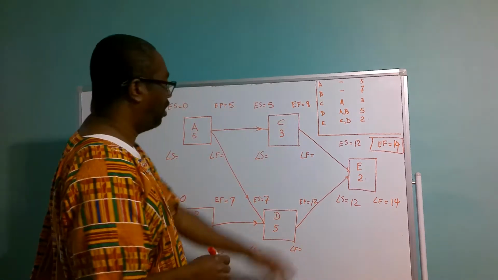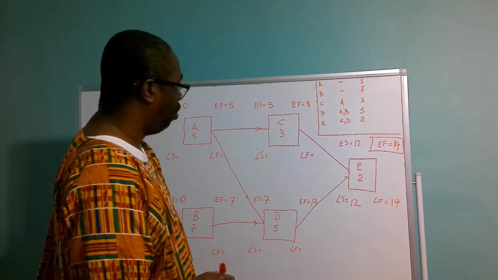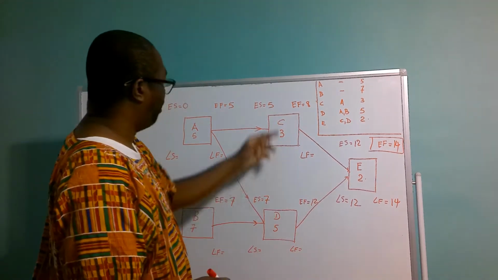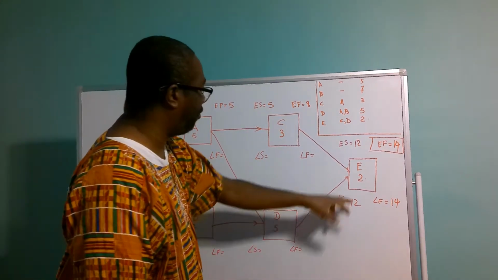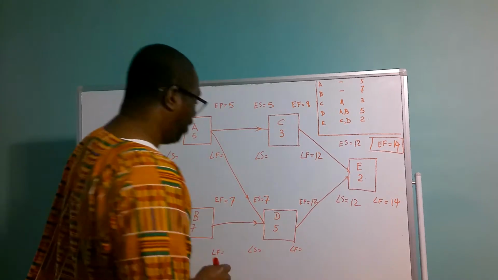Right? And since E comes out of C and D, the late start for E is going to be the late finish for C, which is 12, and the late finish for D, which is 12.